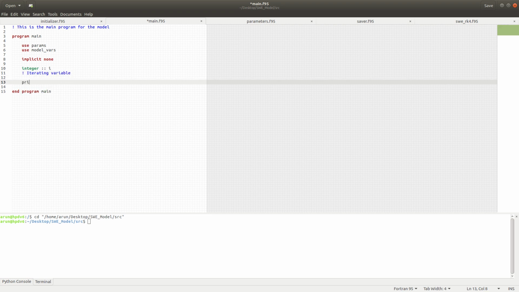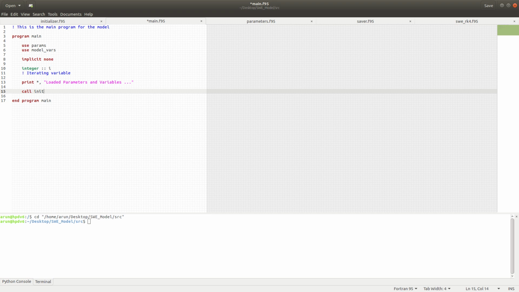And now I'm just going to write a print statement so that we know what exactly is happening. Whenever this parameter module is called, it means that the parameters have been loaded. So we print: loaded parameters and variables.